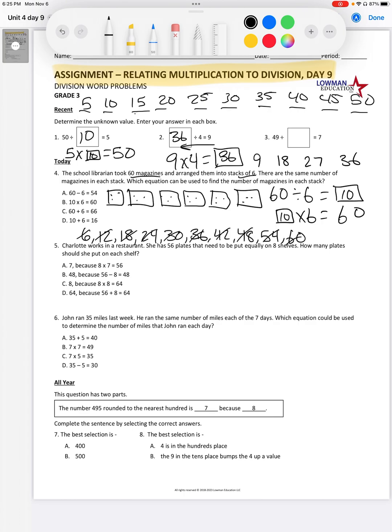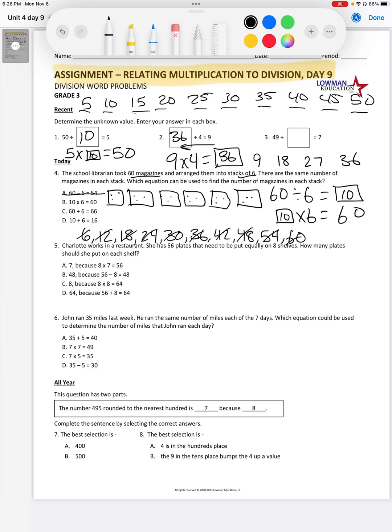10 times 6 is 60. 60 divided by 6 is 10. Let's look at our answer choices, because there are ways to eliminate answer choices here by looking at what they give us. A says 60 divided by 6 is 54. Well, I know I have stacks of 6. If I had 54 stacks of 6, that is going to be way more than 60. So that's not even a reasonable answer.